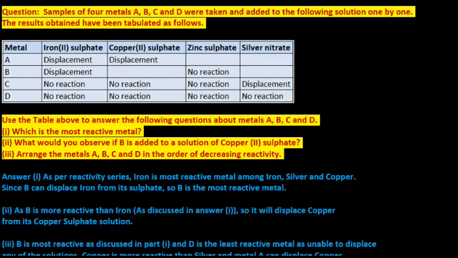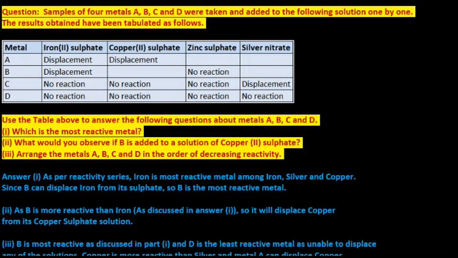Next question: samples of four metals A, B, C and D were taken and added to the following solutions one by one. The results obtained are given in tabular form.